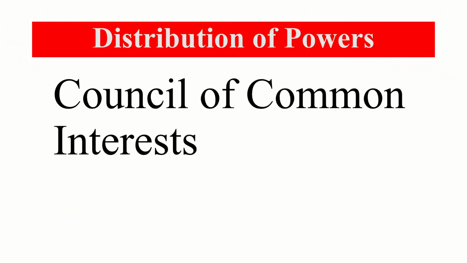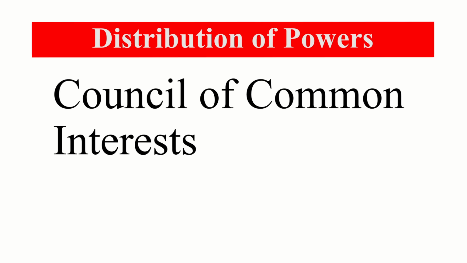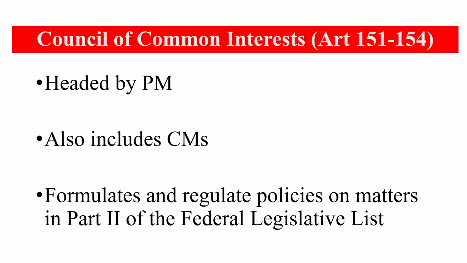Now, there may be some contentious matters that arise between the central government and the provincial governments. So for this purpose the Constitution sets up different institutions. One of the most important of those institutions is the Council of Common Interest, which is generally called CCI. It is headed by the Prime Minister, and it also includes the 4 chief ministers. Its mandate is to formulate and regulate policies on matters which are mentioned in Part 2 of the Federal Legislative List.